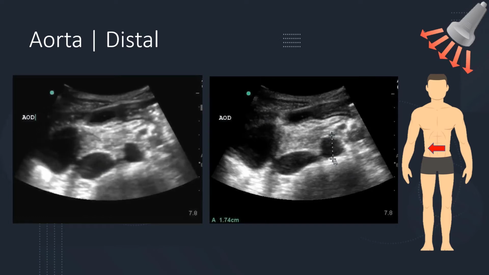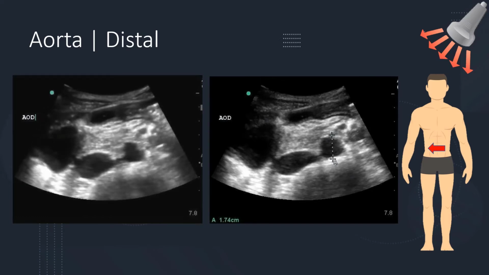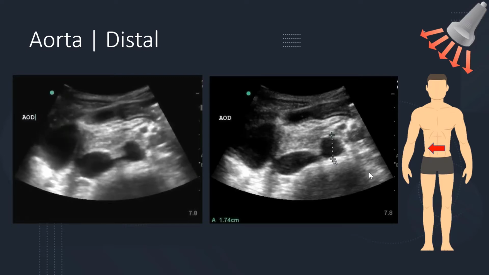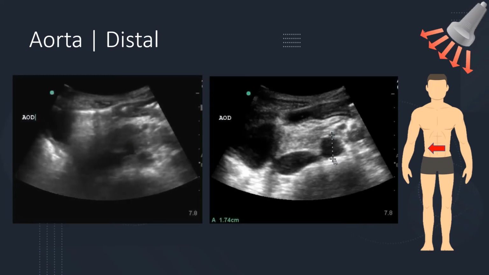So on the left is a clip that I usually like to include right at the bifurcation near the patient's umbilicus. And that can really help you to distinguish aorta versus IVC. And then here on the right, we just take a still clip from outer wall to outer wall and measure that. And that's usually done at the patient's umbilicus or belly button.